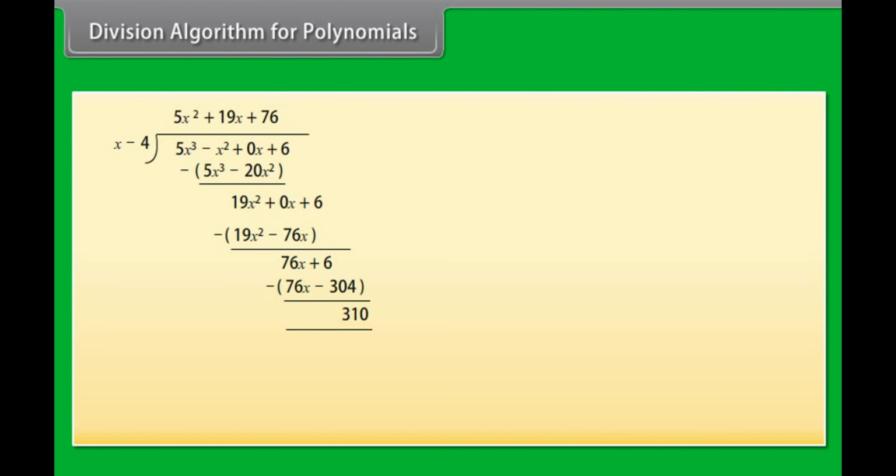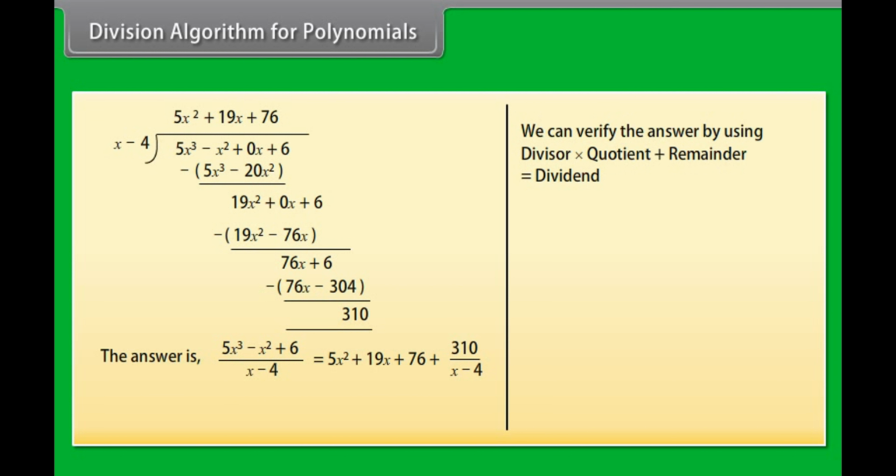Okay, now that we have got this done, let's remember how we write the actual answer down. The answer is (5x cubed minus x squared plus 6) upon (x minus 4) is equal to 5x squared plus 19x plus 76 plus 310 upon (x minus 4). We can verify the answer by using divisor into quotient plus remainder is equal to dividend. If divisor into quotient plus remainder is equal to dividend, then our answer is correct.